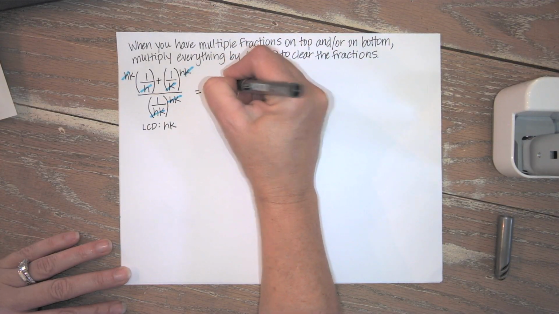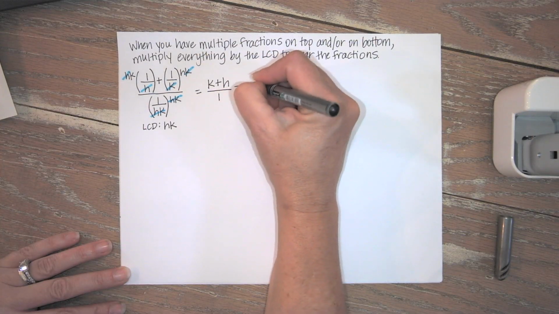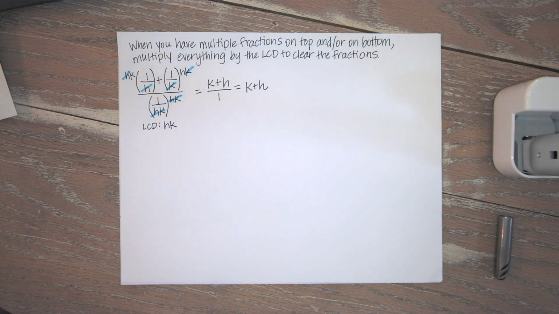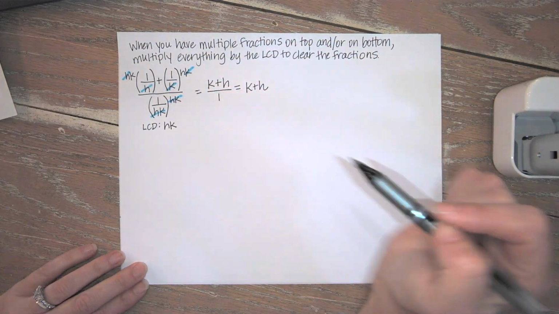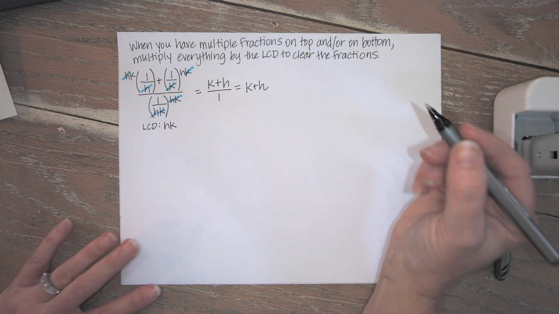So I have k plus h on the top over 1, which we do not have to include in our answer. k plus h over 1 is just k plus h. Okay, so see how it nicely got rid of all of those fractions. That was our goal. All right, let's try another one.